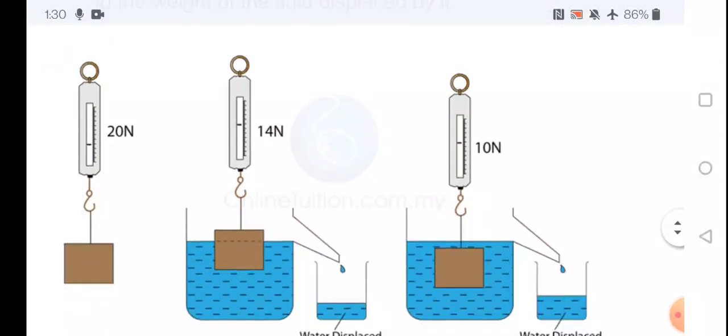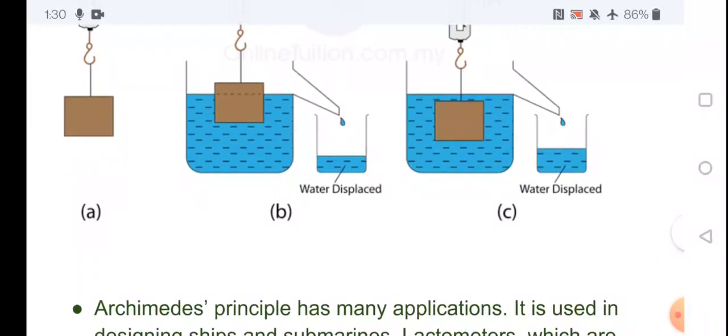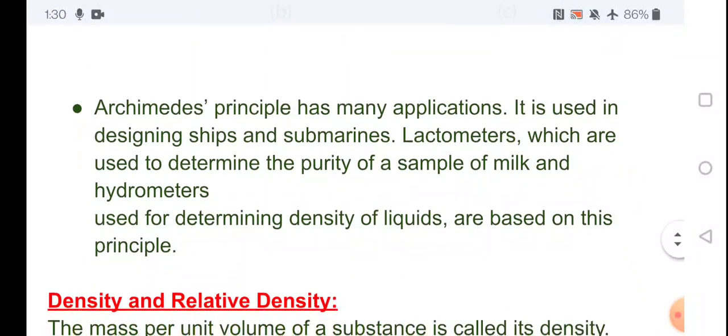That means in the third picture, the object is fully immersed in the water, so the amount of water collected is equal to the weight of the object. Archimedes principle has many applications, which is used in designing ships and submarines.